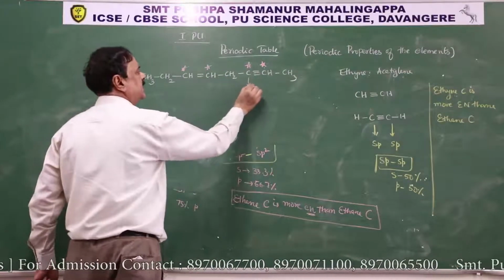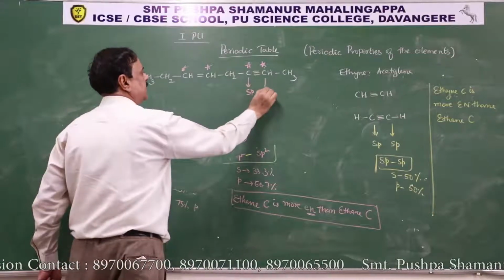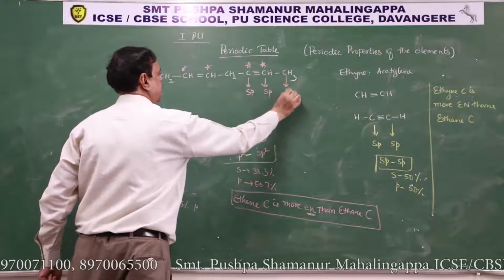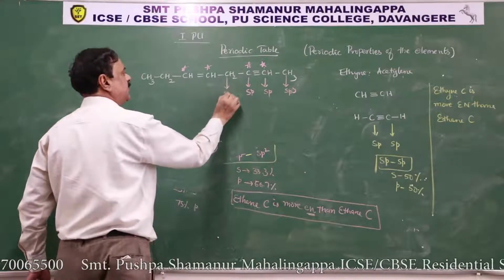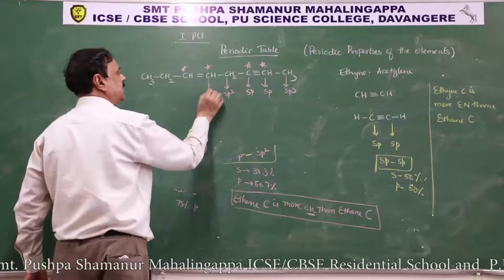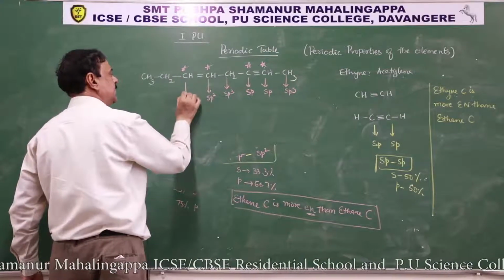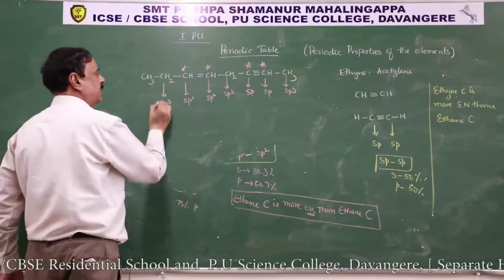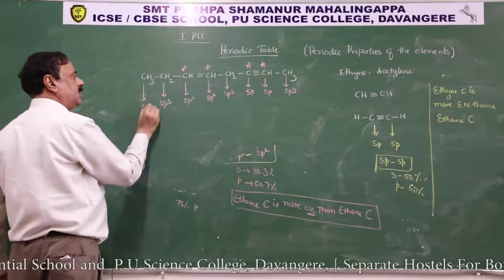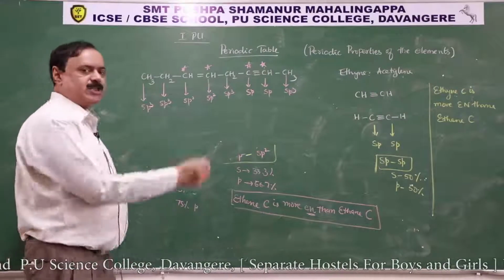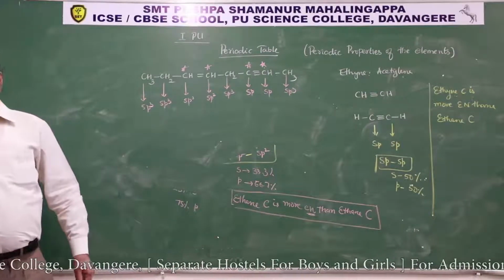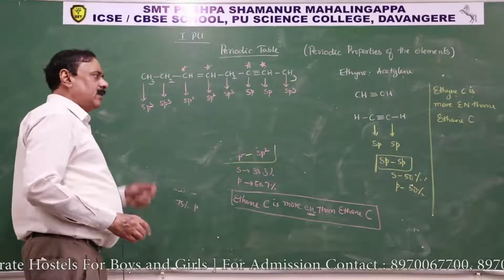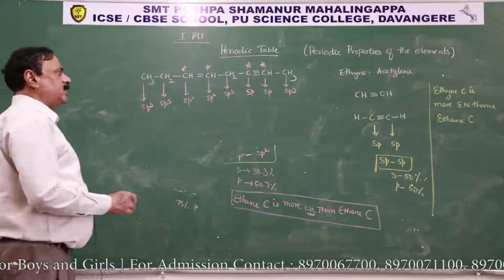Here, see this starred carbon atom. This is an sp hybrid carbon atom, this is an sp hybrid carbon atom, this is an sp3 hybrid carbon atom, this is sp3, this is an sp2 hybrid carbon atom, this is sp2, this is sp3, this is sp3. That all depends upon the nature of the covalent chemical bond, whether it is saturated, or unsaturated bearing a double bond or a triple bond.